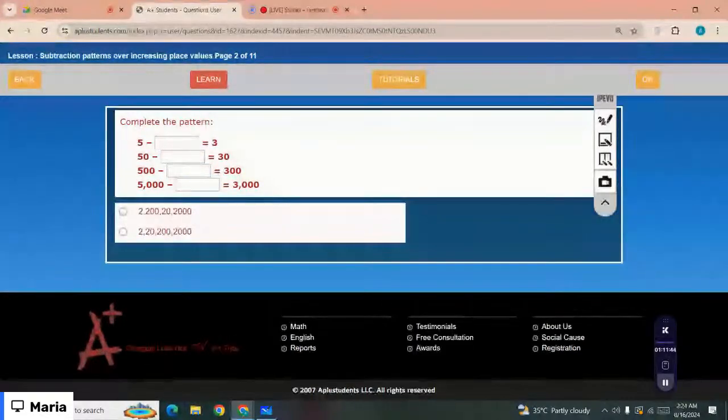Complete the pattern. 5 take away what number is 3? 50 take away what number is 30? 500 take away what number is 300? And 5000 take away what number is 3000? So which is the correct option?